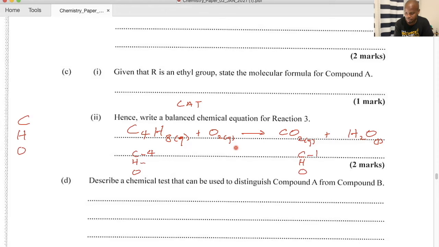In terms of hydrogen, we have 8 on the left-hand side, but we have 2 on the right-hand side. In terms of oxygen, we have 2 on the left-hand side, and on the right side, we have 2 from the carbon dioxide and 1 from the water, which gives us 3. So things are not balanced. We don't have equal numbers of each atom on both sides.